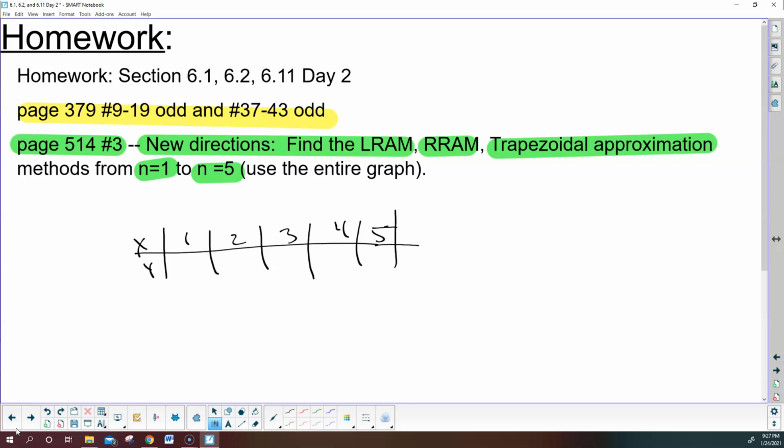You do have a quiz on Wednesday, so just be aware of that. Quiz on Wednesday, it's going to cover antiderivatives, LRAM, RRAM, the midpoint, and trapezoidal.